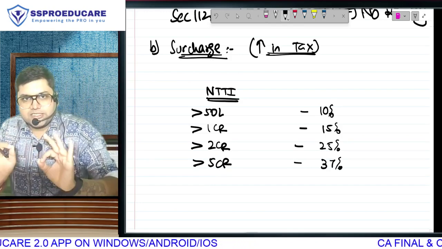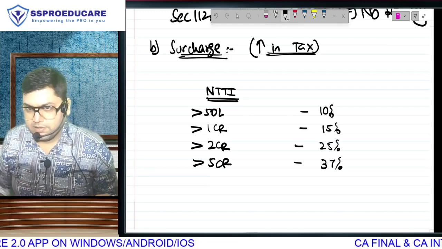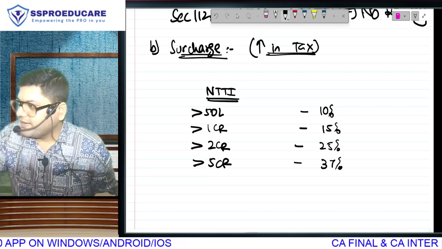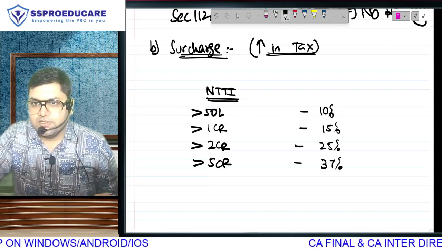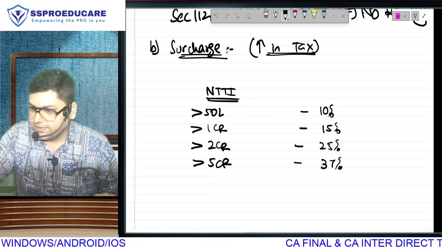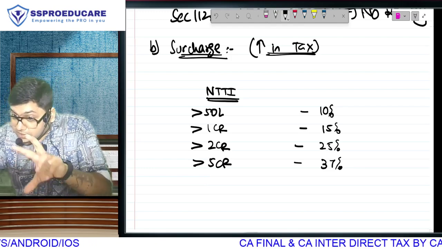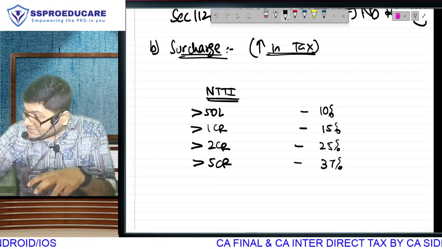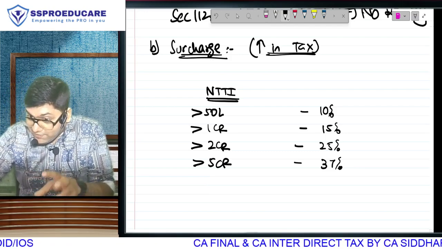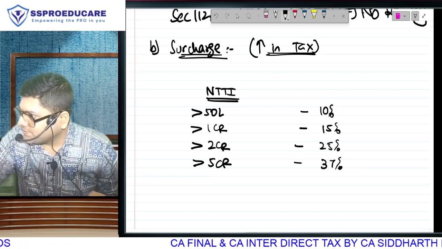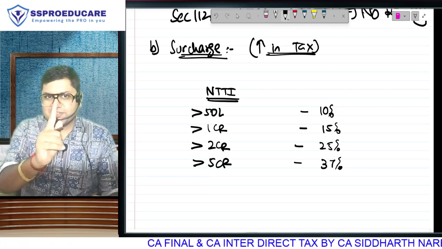That's it. Surcharge calculation is only based on NTTI का figure. Surcharge is based on NTTI का figure. ये clear है? ये rule है. You have to understand what is written in front of you, and you have to also understand what is not written. Rebate का first condition बोलिए.